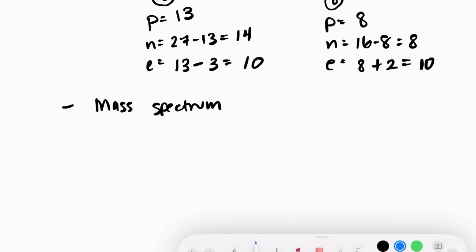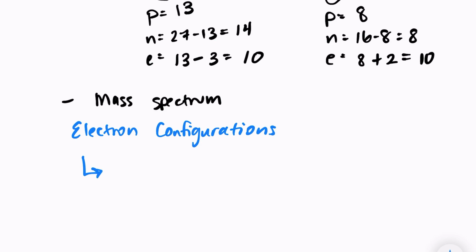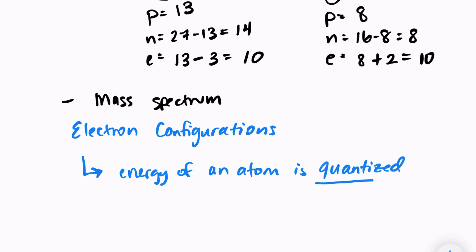A big part of chapter 12, of course, are electron configurations. And electron configurations are actually pretty fun to write out once you get the hang of it. One key part of electron configurations that we need to understand before we can move on is that the energy of an atom is quantized. And that basically just means that energy is divided into steps.